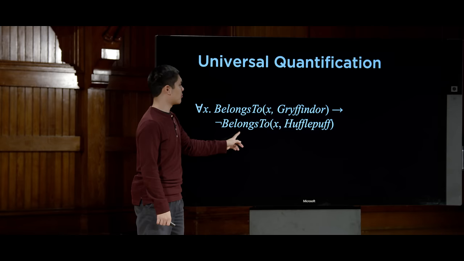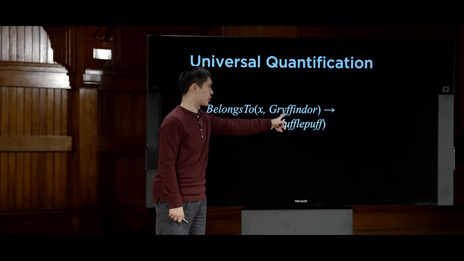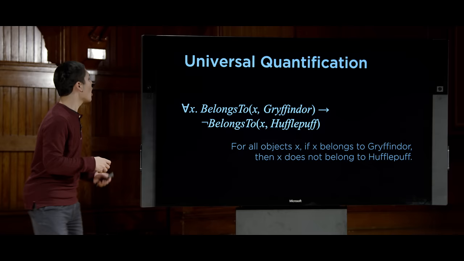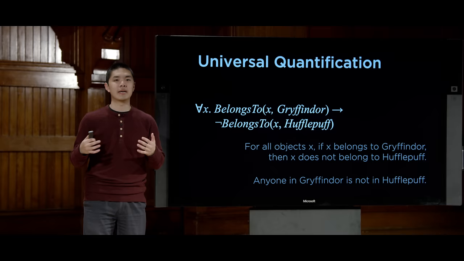So let's try and parse this out. This means that for all values of x, if this holds true, if x belongs to Gryffindor, then this does not hold true. x does not belong to Hufflepuff. So translated into English, this sentence is saying something like, for all objects x, if x belongs to Gryffindor, then x does not belong to Hufflepuff, for example. Or phrased even more simply, anyone in Gryffindor is not in Hufflepuff. Simplified way of saying the same thing.